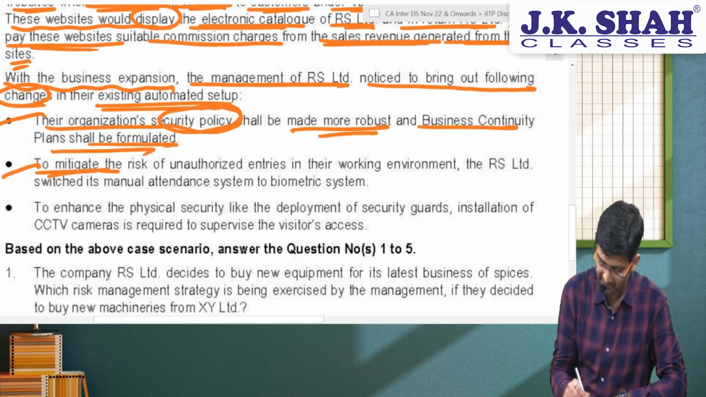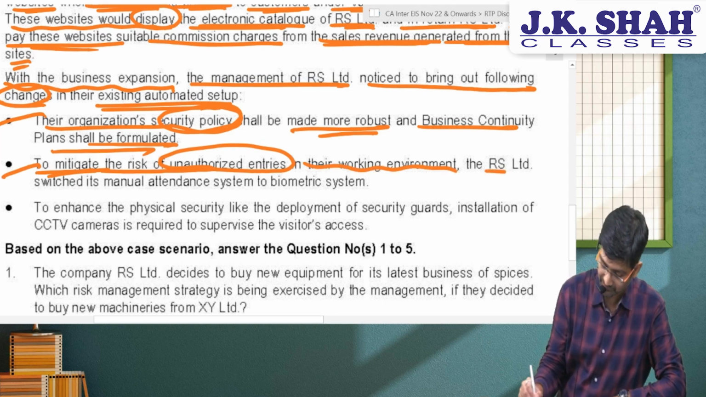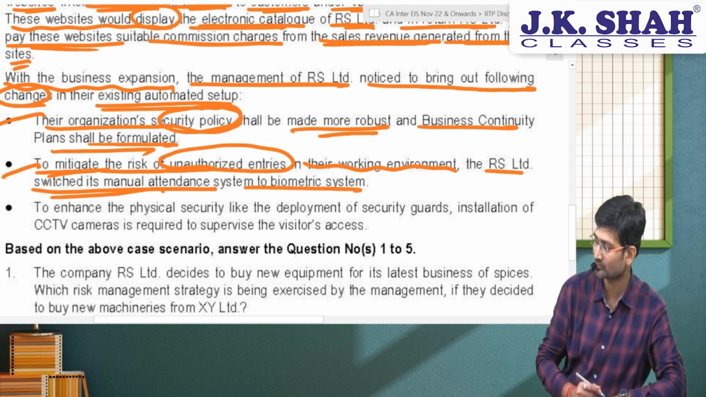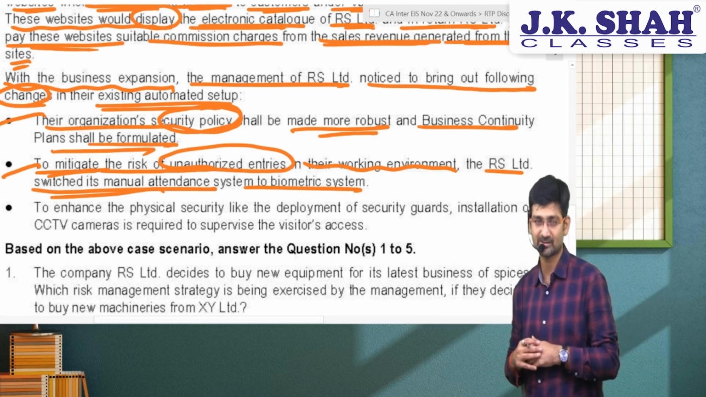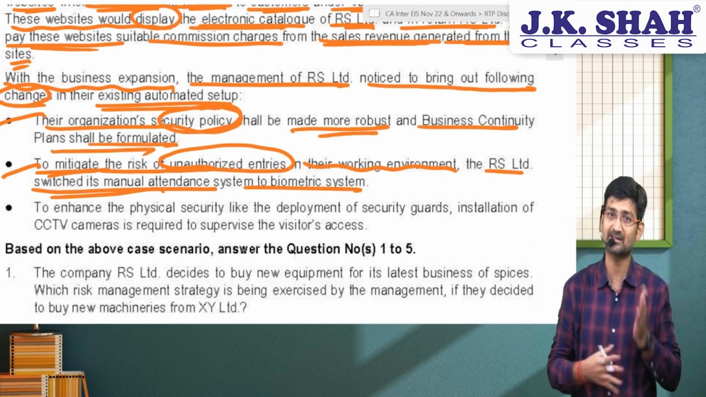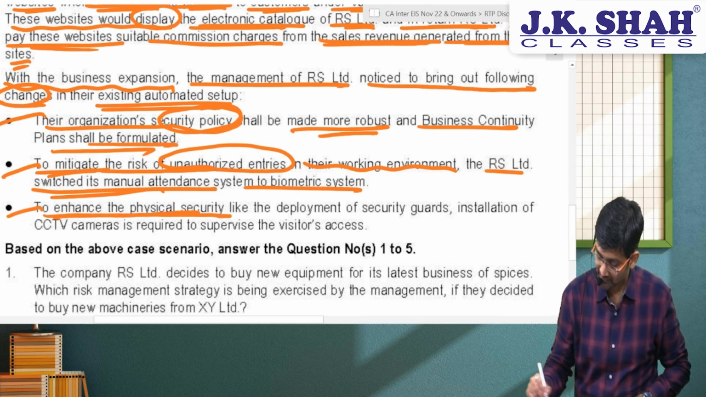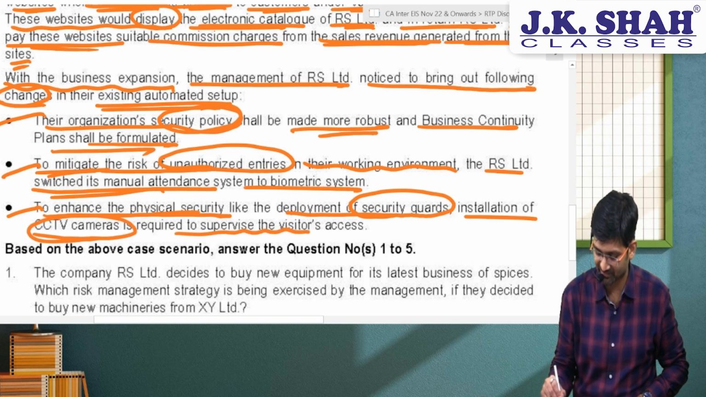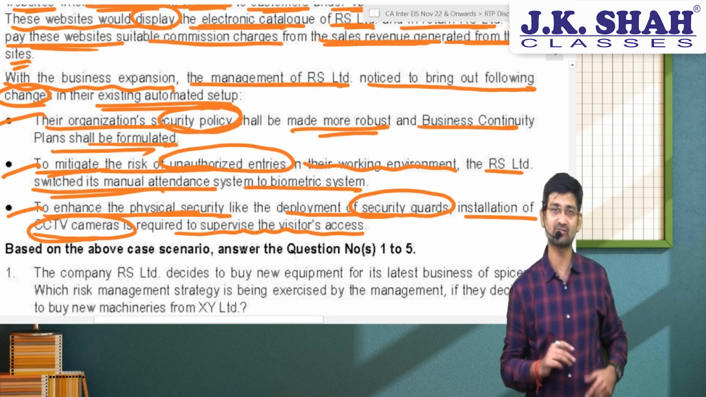To mitigate the risk of unauthorized access in their working environment, RS Limited switched its manual attendance system to biometrics. That is another control measure that they upgraded. To enhance physical security, they deployed security guards and installed CCTV cameras to supervise visitors' access. So these were additional controls that they placed to manage the various risks applicable.